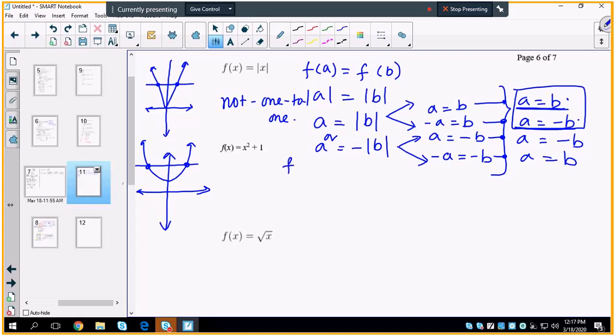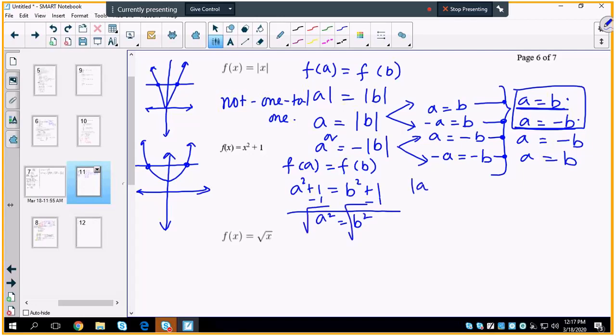So write f(a) equal to f(b). So you get a squared plus 1 equal to b squared plus 1. Subtract 1 from both sides. You get a squared equal to b squared. Take the square roots on both sides and you get absolute value of a equal to absolute value of b. So I get two solutions, a equal to b or a equal to negative b. Again, I did not get a equal to b by itself. I got a equal to negative b as well. So even algebraically, I have established the function is not one-to-one.